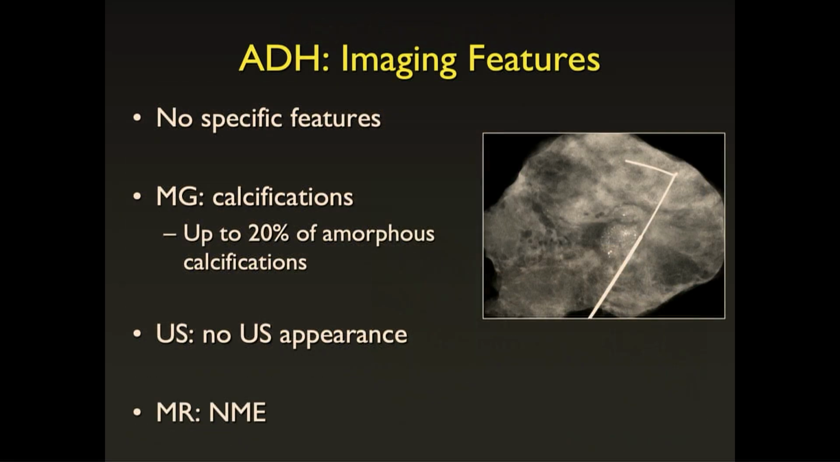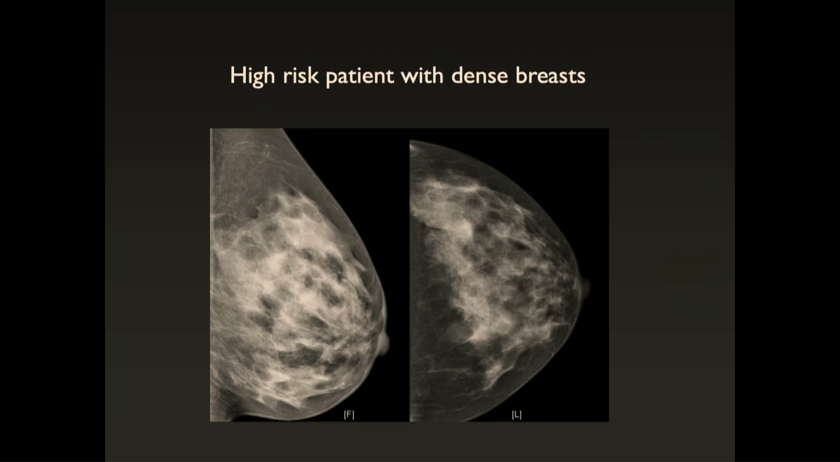In terms of imaging, what do we see? There's really no specific imaging features for ADH. Often we get it when we recommend biopsy of calcifications, more commonly amorphous calcifications, and on MR, it's more likely to be non-mass compared to mass enhancement.